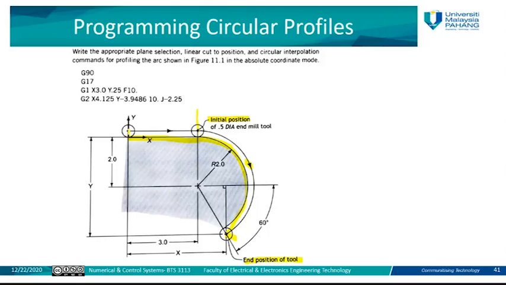So for the first point here, or for the first move from the reference point, we need to move until here, which is x equal to 3 and y equal to 0.25. In this x-axis, the G1 will move to x 3 and y 0.25. Why y 0.25 here?